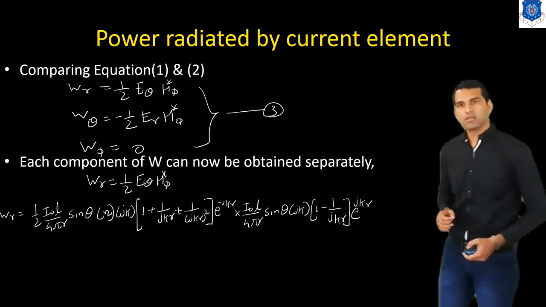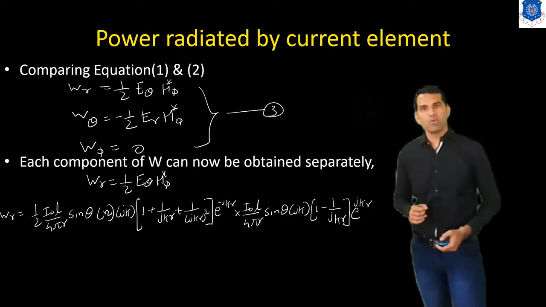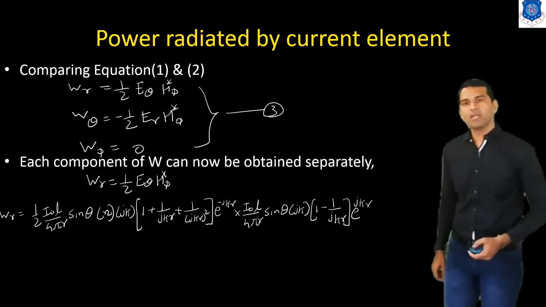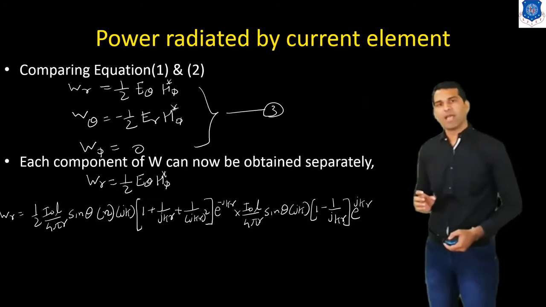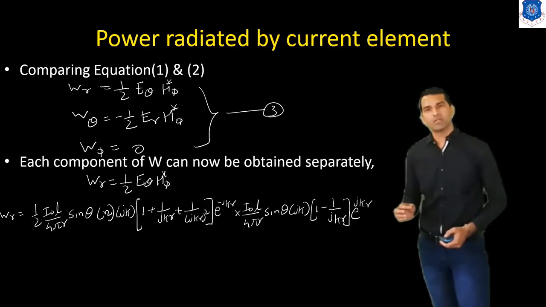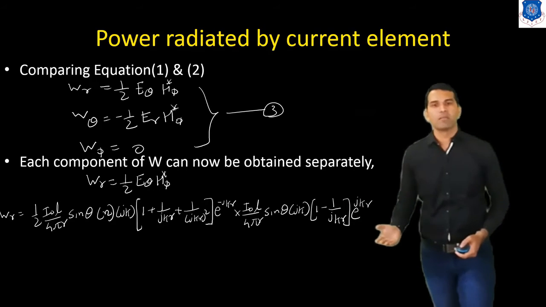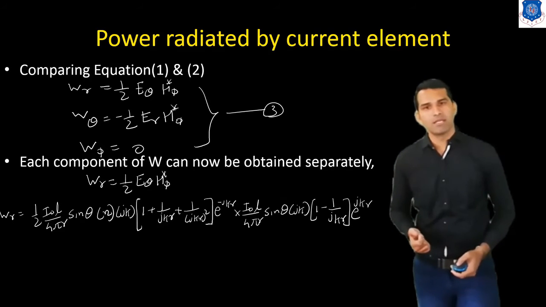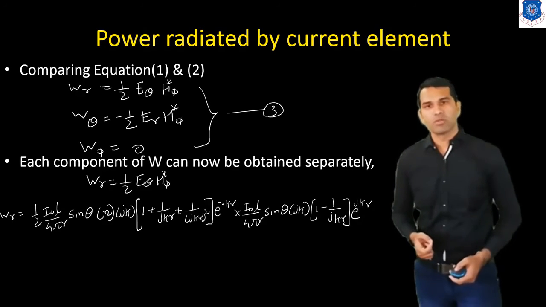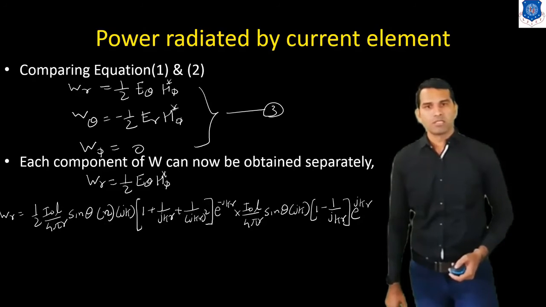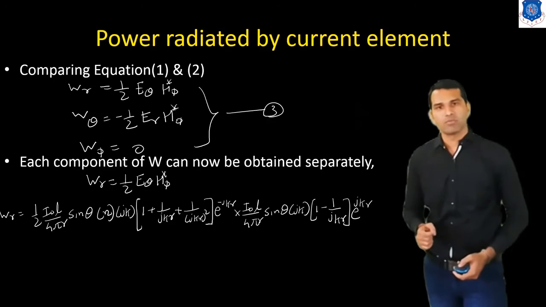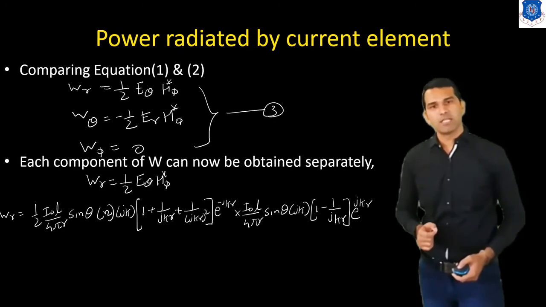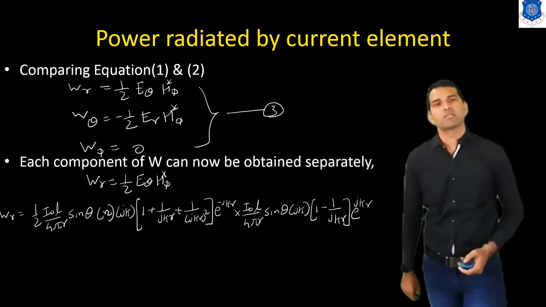So we can obtain W_R first. We have W_R is equal to 1 by 2 E theta H phi star, and we have the value of H phi. When we substitute the values of H phi and E theta in the W_R equation, we get this whole equation: 1 by 2 times I0 L over 4 pi r sin theta eta jk (1 plus 1 upon jkr plus 1 upon (jkr) square) e raised to minus jkr. This is the value of E theta, multiplied by H phi, that is I0 L upon 4 pi r sin theta jk (1 minus 1 upon jkr) e raised to minus jkr.